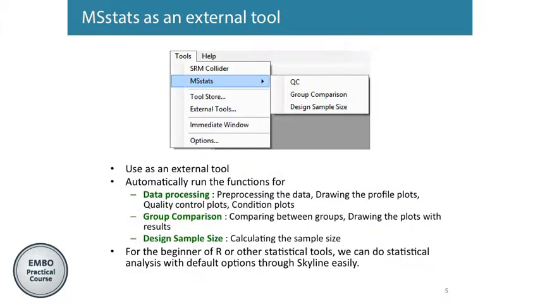So let's go over each step of what you can do. I will go forward with the external tool, but this is really similar to what you can do in MSstats in R, which has more options and more detail. But for beginner users, or usually Skyline users, we assume they are not familiar with command lines or computer programming. So we just start with these external tools.